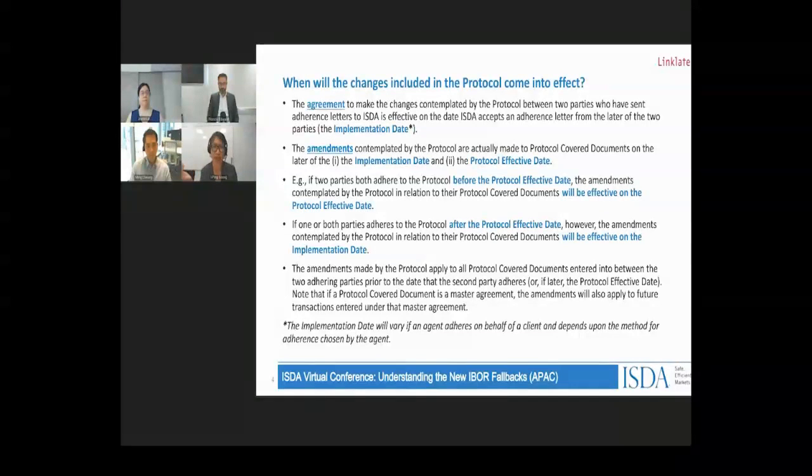And so what effect does this have? It means that any amendments made by the protocol will apply to the protocol-covered documents on the date that the protocol is effective to us. So it will apply to all our documents between us two on the date that the protocol is actually effective to amend those documents. And note that if the protocol-covered document is a master agreement, obviously the amendments apply to all the transactions entered into under that master agreement.